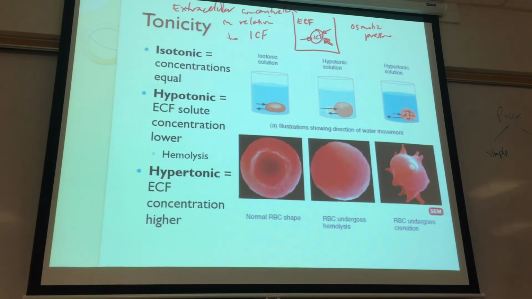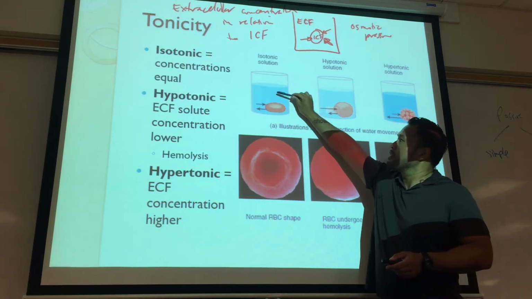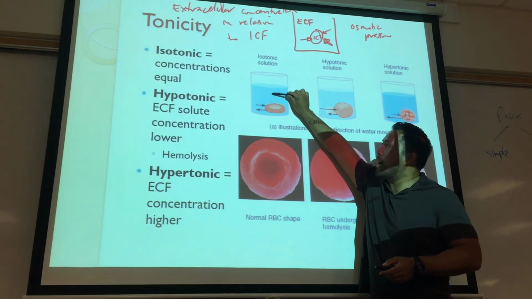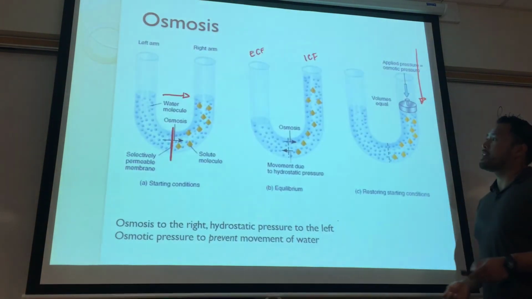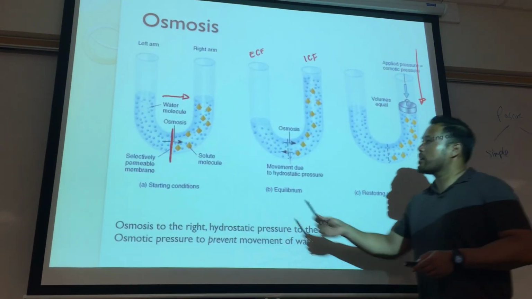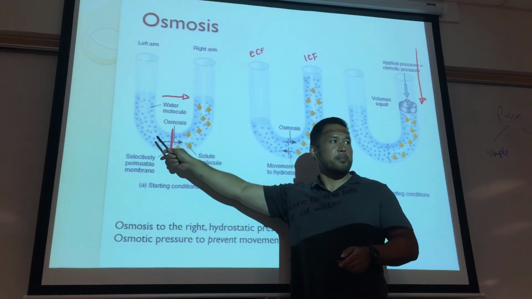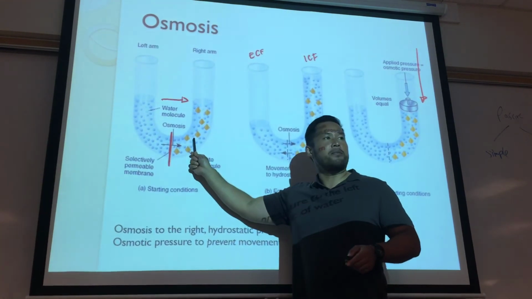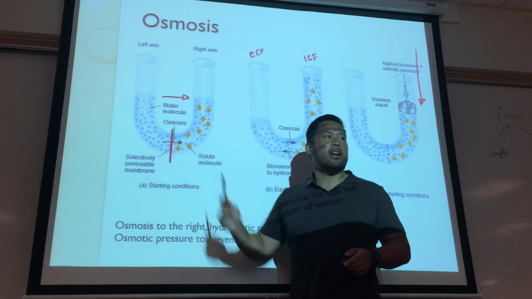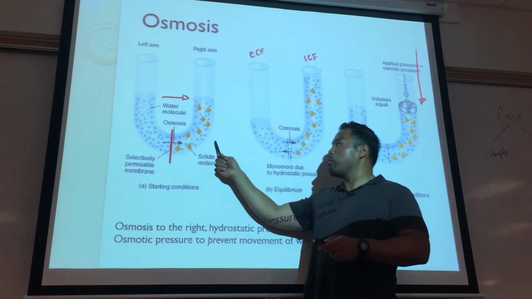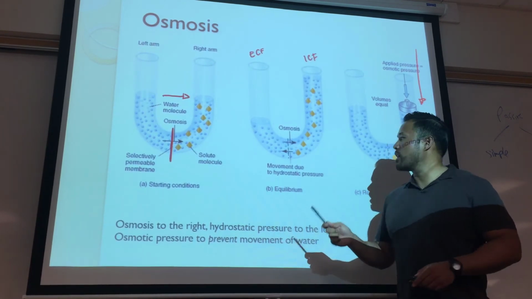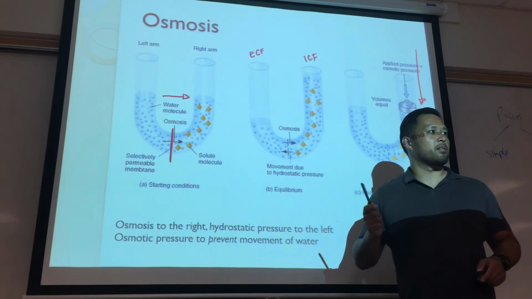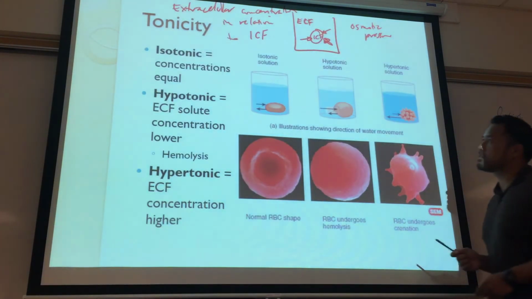So ideally, what we would want for a cell is for the concentration on the outside to match that of the inside. Taking back that earlier example, we want the concentrations of solutes. It doesn't have to be the same solute, but the concentration of stuff on the inside equal to that on the outside. Therefore, the movement of water, osmosis, is balanced with hydrostatic pressure. In other words, net movement of water equals 0. That's an isotonic solution.